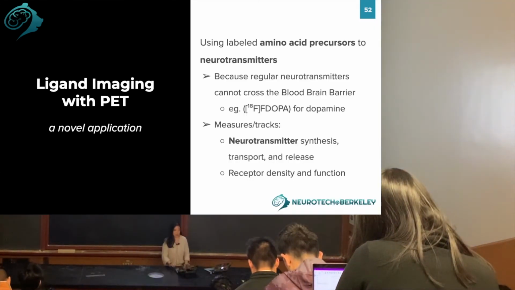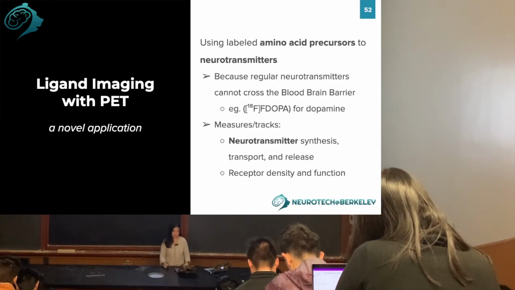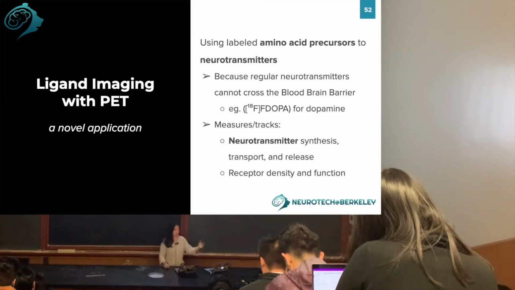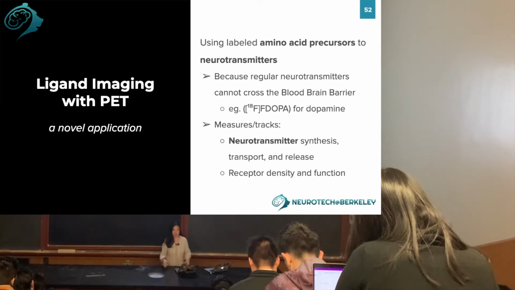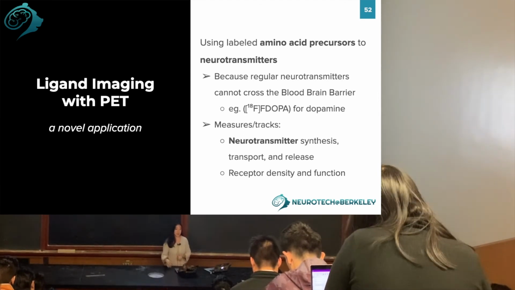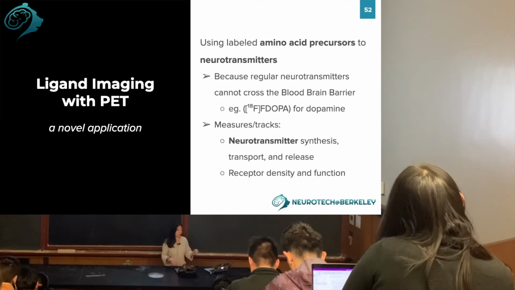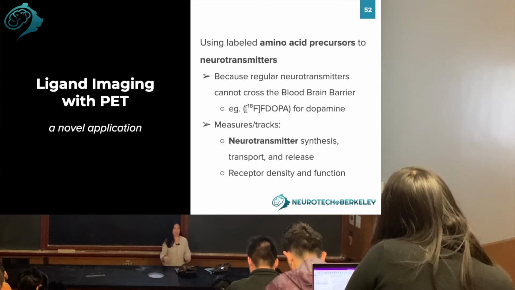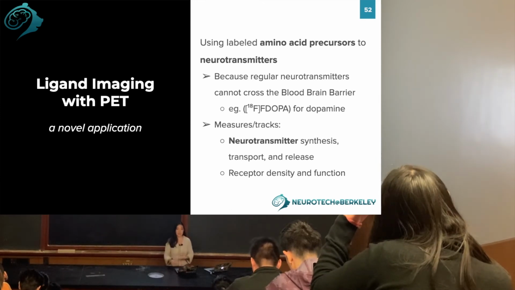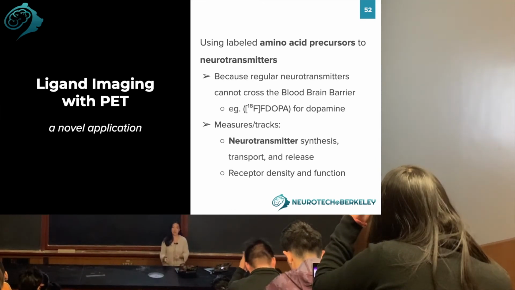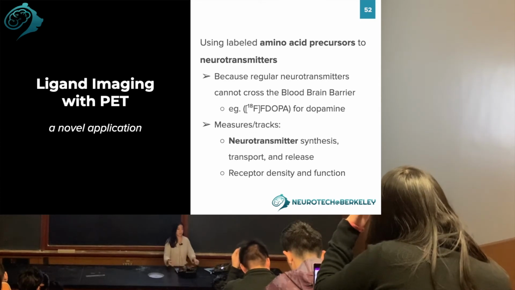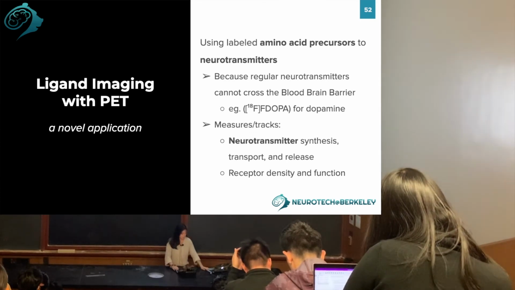And then also a novel application is ligand imaging with PET scans. Regular neurotransmitters can't cross the blood-brain barrier, but amino acid precursors to them can. So by tracking these, you can use PET scans to really understand what's going on with neurotransmitter synthesis, transport and release, and it provides another understanding of specific neurotransmitters in the brain.